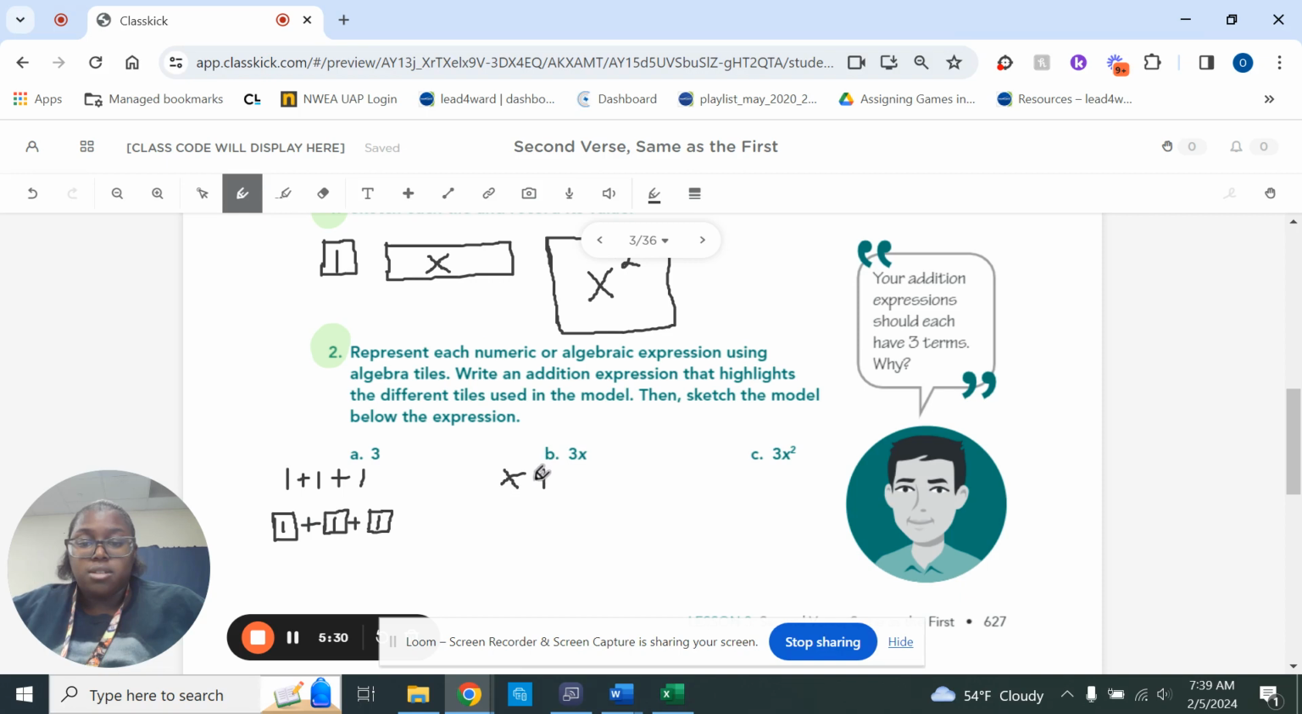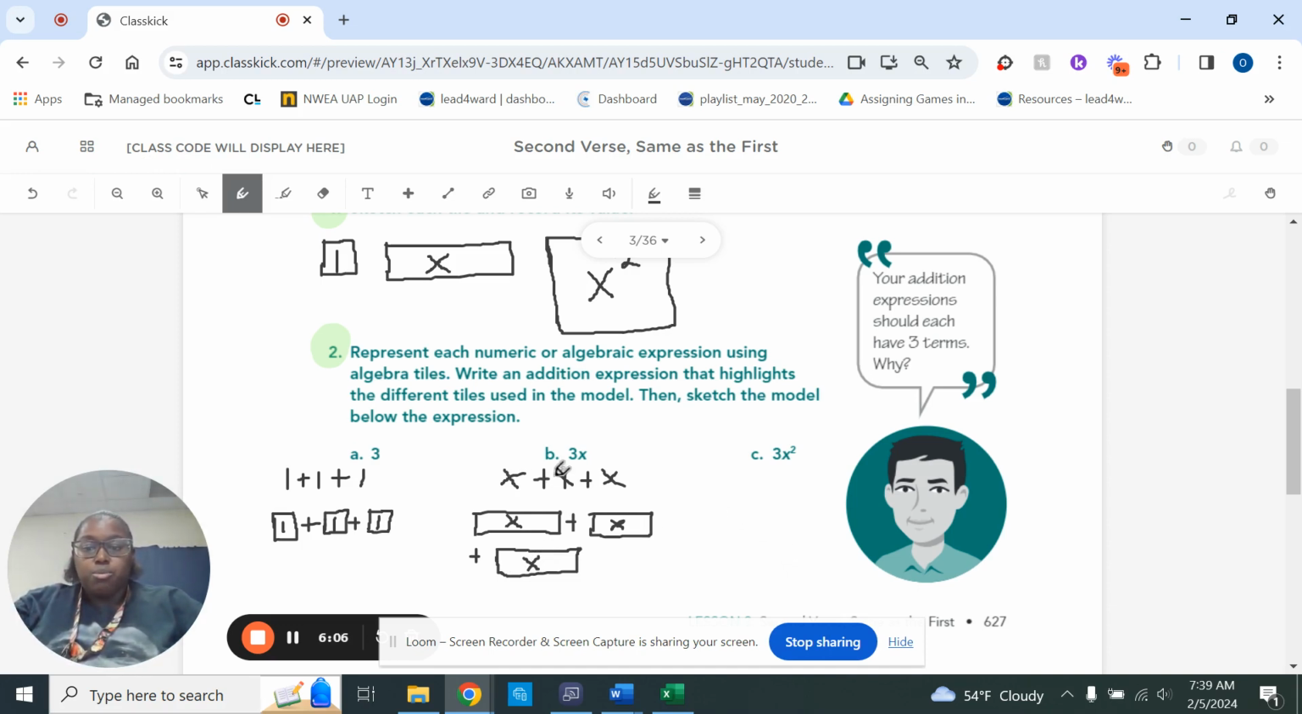This one, x plus x plus x. So that means we have this plus this. Kind of making it shorter because I do have another one I have to do, because we still have to do this one, plus this.